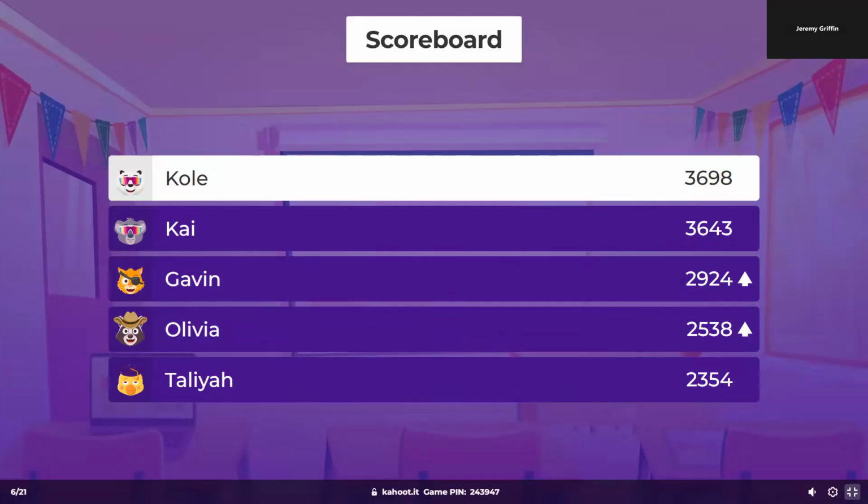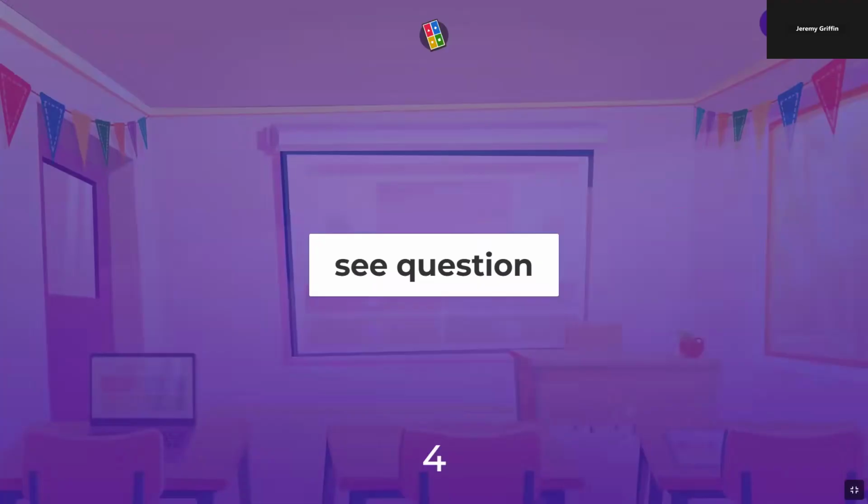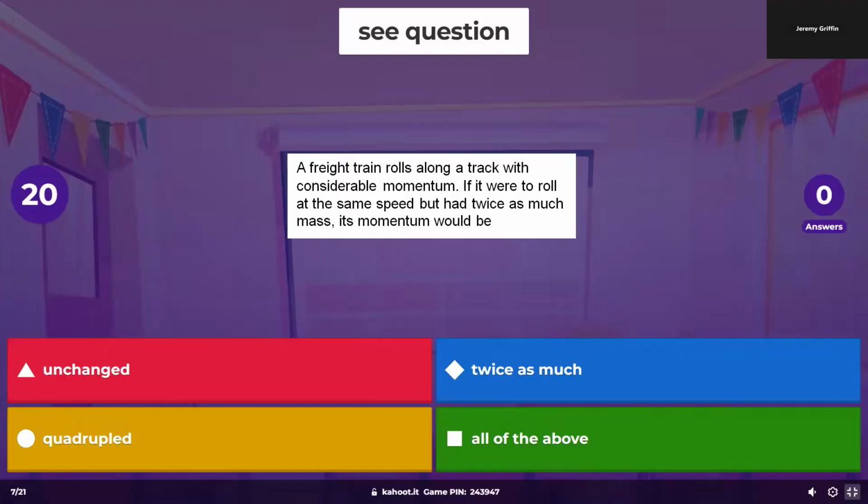All right, then. All right, Talia, Olivia, Gavin, Kai, Cole. A freight train rolls along a track with considerable momentum. If it were to roll with the same speed but had twice the mass, its momentum would be... That's when you double the mass.